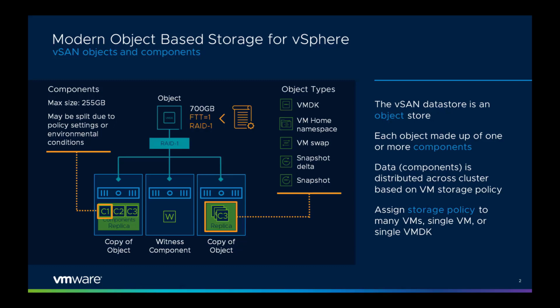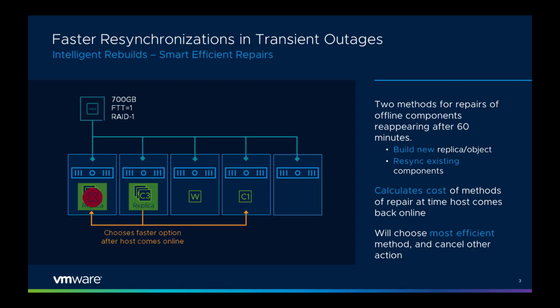In this example, the object is a 700 GB VMDK. Since components have a maximum size of 255 GB, it'll take 3 components to make one full copy of this object. The VMDK also has a VM storage policy configuration of RAID 1 and failures to tolerate equaling 1. This will require 2 replicas of the object on different hosts, with a witness component acting as a tiebreaker.